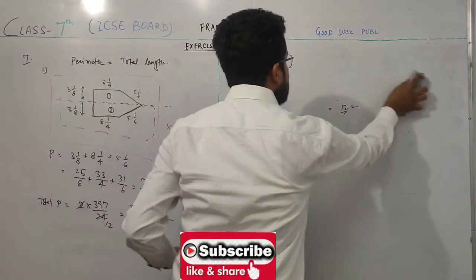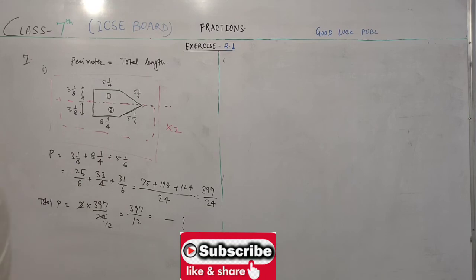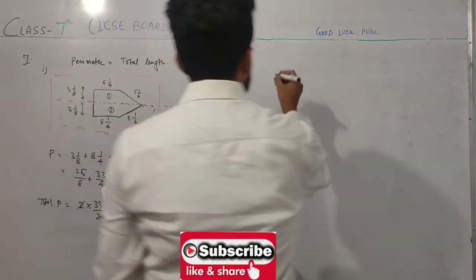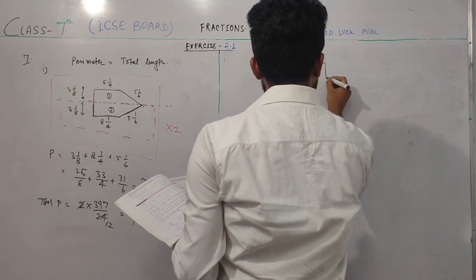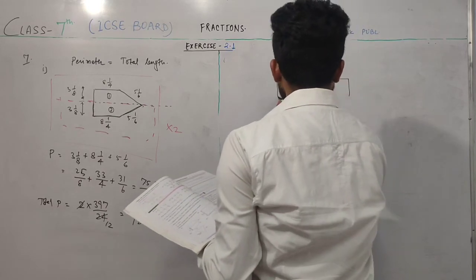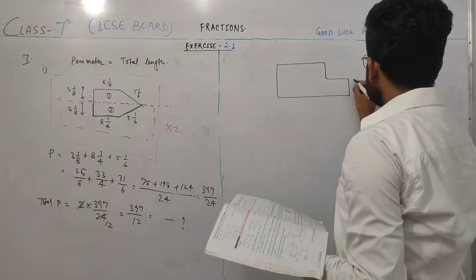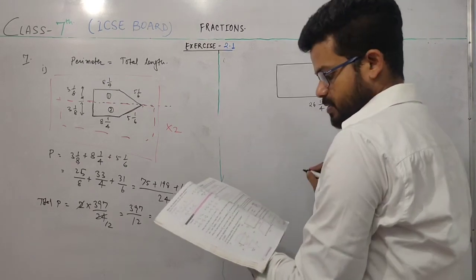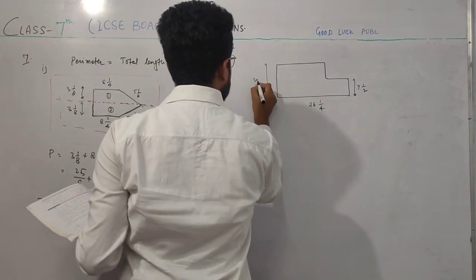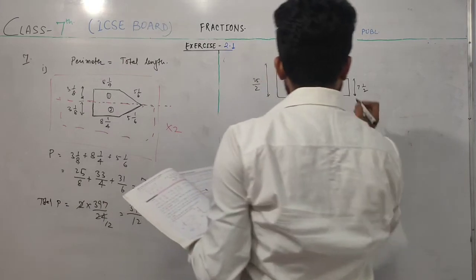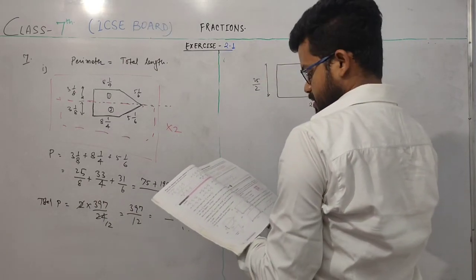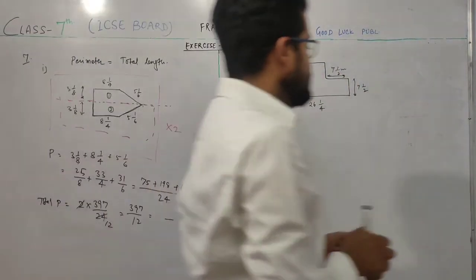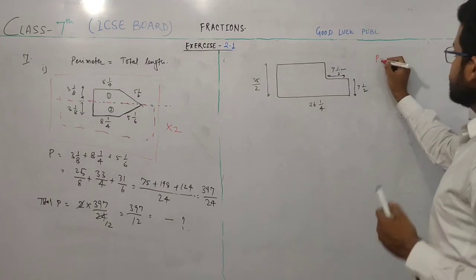Now if I come to the second question, the second question is this. This is 7 1/2. This is 26 1/4. This whole length is 25/2, and this length is 7 1/2 meters. This is the question. So how do I find the perimeter of this?